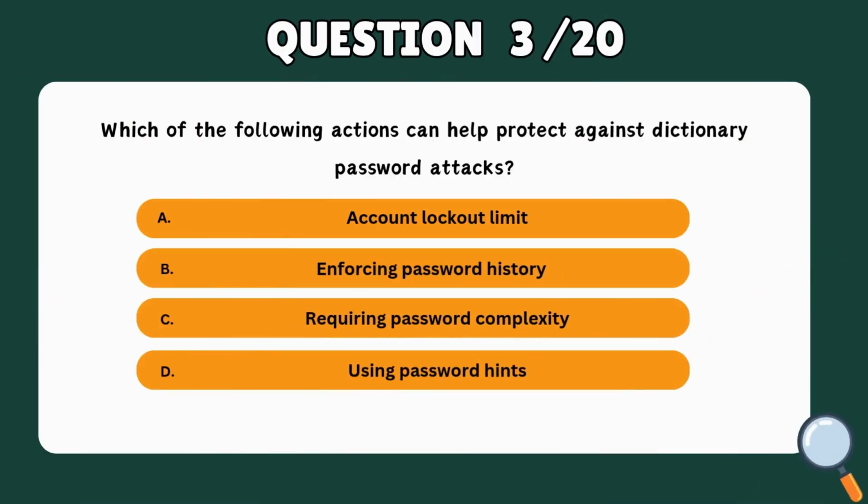Question 3. Which of the following actions can help protect against dictionary password attacks? A. Account lockout limit. B. Enforcing password history. C. Requiring password complexity. D. Using password hints. Correct answer. C. Requiring password complexity.